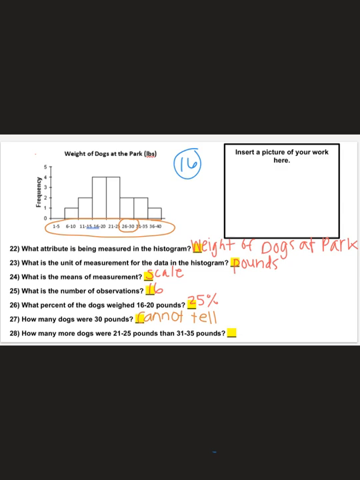And then 28, how many more dogs were 21 to 25 pounds than 31 to 35 pounds? So from 21 to 25 pounds, that was 4 dogs. And then from 31 to 35 pounds, that was 2 dogs. So 4 minus 2 would be 2 more dogs.